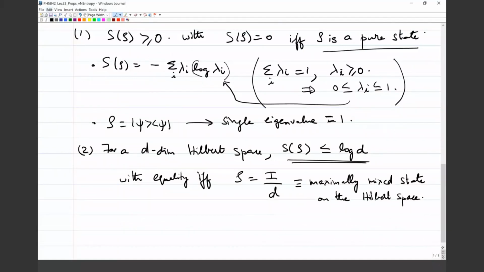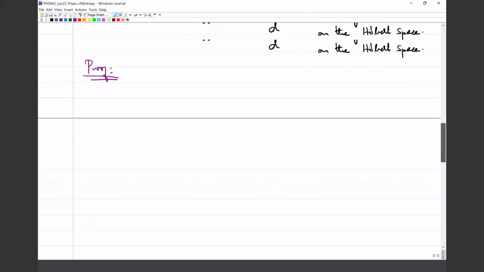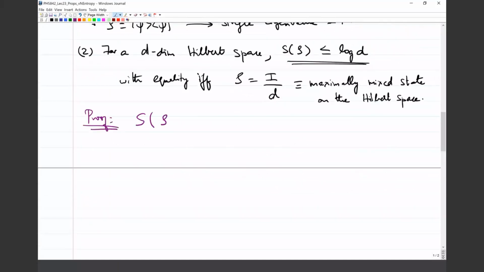And how do you prove this? Well, the same way that you prove the maximum value of the Shannon entropy is log d to the base 2 for a d-dimensional probability distribution or random variable which can take d possible values. The way you do that was by evaluating a certain relative entropy, right? So here also take the relative entropy between two density operators. One is some arbitrary density operator rho and the other is I by d. So first of all, note that I by d is a valid density operator on the space, right?